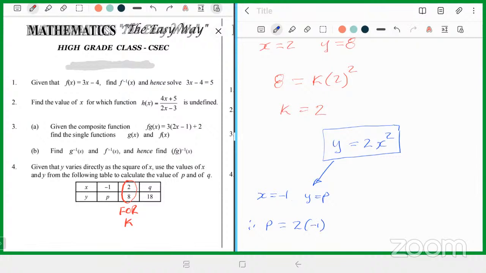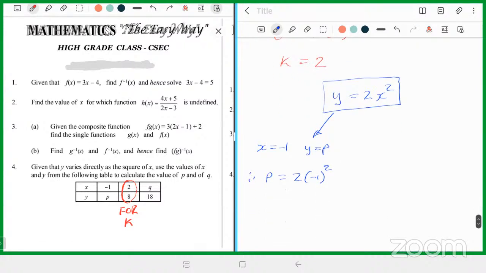And I'm squaring the entire -1. -1 squared becomes a +1. So this really becomes 2 times 1. 2 times 1 is 2. So it means that p has a value of 2. That is the value for p.